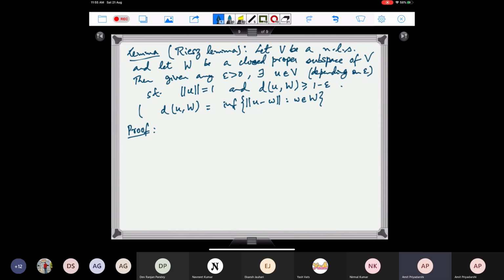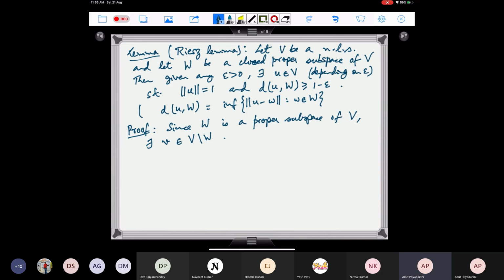Let me just do this proof and then we'll stop. So first of all, since W is a proper subspace, we can find a vector which is not in W. So there exists v belonging to V minus W. We have a vector v which is not in W.